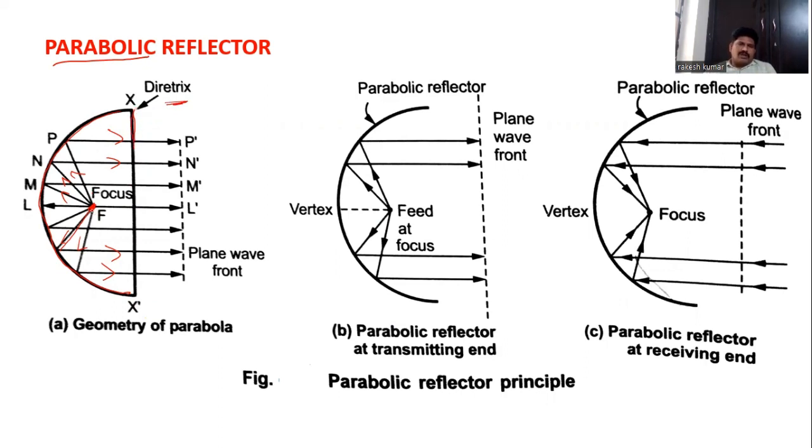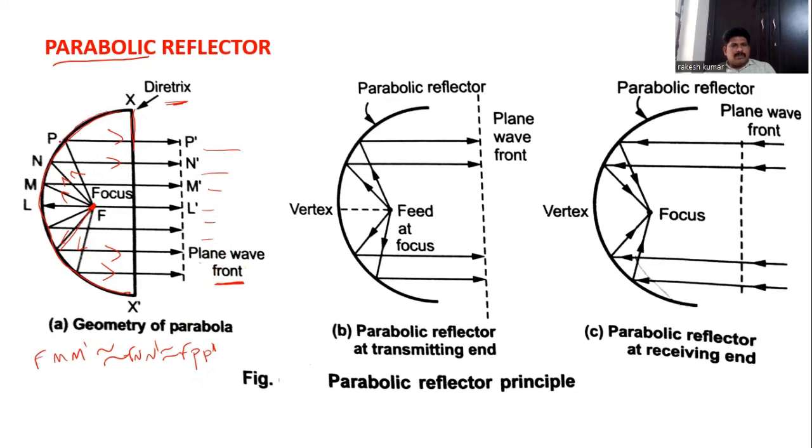Here, for example, let us take the path F M M dash. F M dash is the same as F N dash, and similarly the same as F P dash. This means all the signals leave the directrix at the same time. If you observe here, all the waves are traveling in the same direction. This is called a plane wave, or plane wavefront.